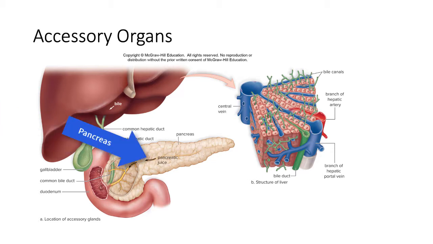The pancreas is important in producing bicarbonate, which neutralizes the acidic chyme from the stomach. It also produces the majority of digestive enzymes in the system.